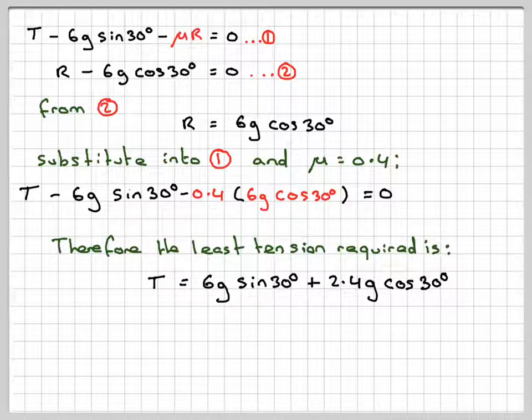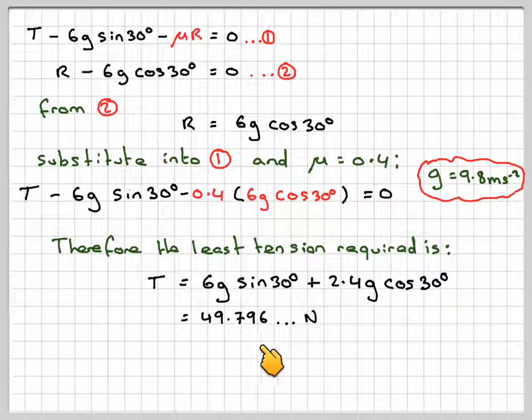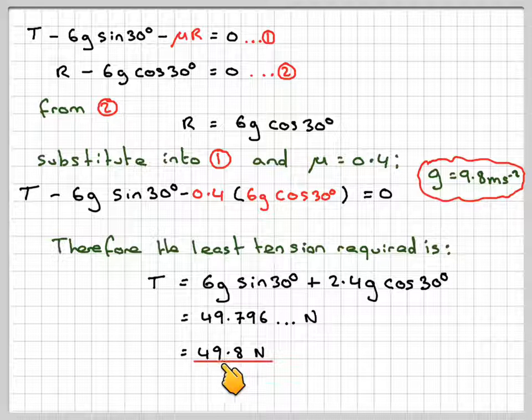Then on my calculator, I'll work that out, making sure my calculator is in degree mode, and taking g to be 9.8 meters per second squared, the acceleration due to gravity. That will give me 49.796 newtons, and we round it off to three significant figures, so it gives me a force of 49.8 newtons. So with a force of 49.8 newtons, the block will just start to move.